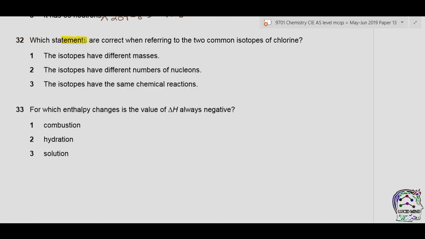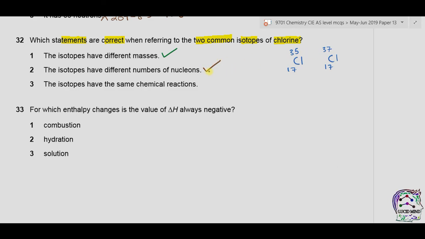Question 32. Which statements are correct when referring to the two common isotopes of chlorine? Now about chlorine, we know that the atomic number is 17 and there are two isotopes. One is chlorine-35 and the second is chlorine-37. Number 1, the isotopes have different masses. As we can see that the nucleon number is different, so the atomic mass is also different. This is true. Number 2, the isotopes have different numbers of nucleons. One has 35 nucleons, the second has 37 nucleons.